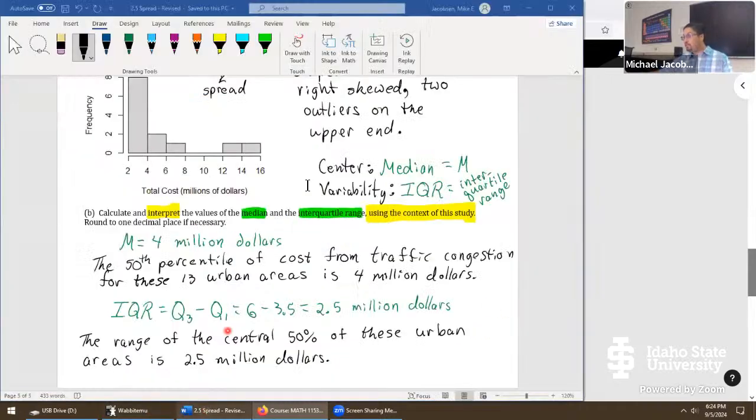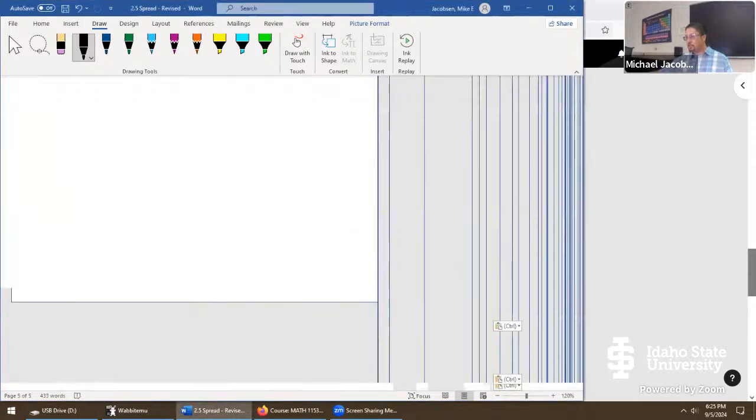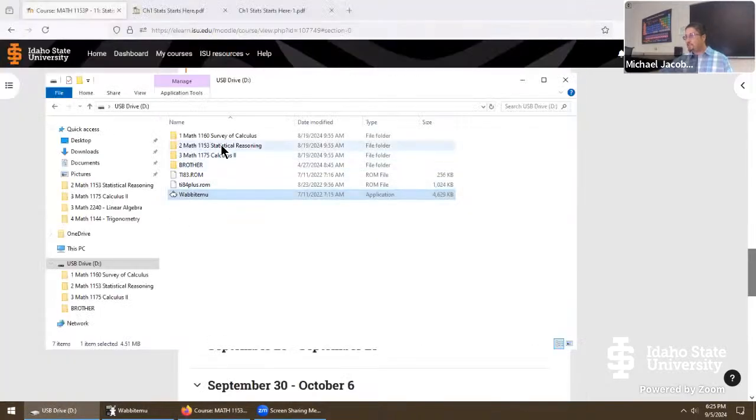Well, with 2.5 done, let's now take a look at chapter 3. Again, that one is a short one. And we have a good 15 minutes to work through it. Let's take a look at where we're at here.